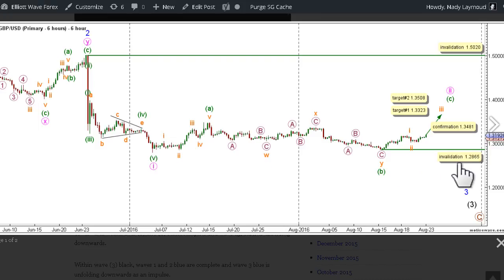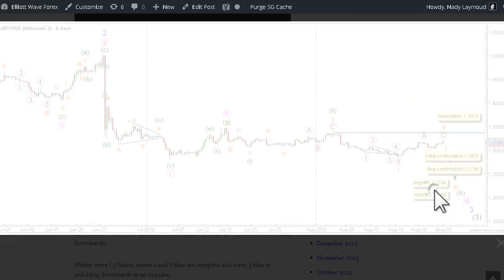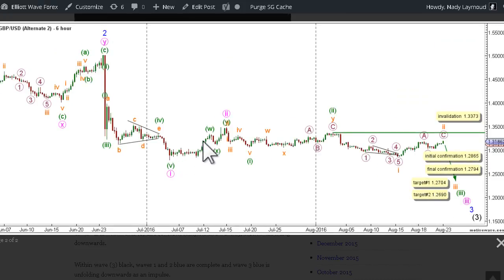If that lower invalidation point is met, we will move now to the alternate 6-hour chart, and the alternate count expects that the upwards correction was brief and shallow, and that wave 2 pink is mature as a double zigzag labeled W, X, and Y green, and that wave 3 pink has started unfolding downwards. Within wave 3 pink, waves 1 and 2 green are complete, with wave 1 green unfolding as an impulse labeled waves 1 through 5 orange, and wave 2 green unfolded as a double zigzag labeled W, X, and Y orange.